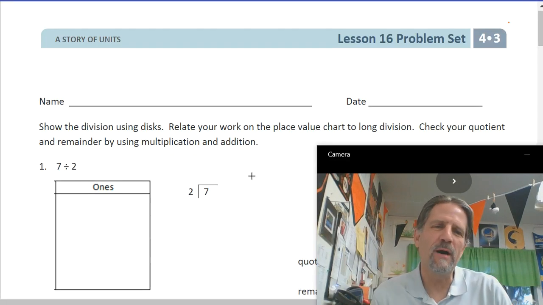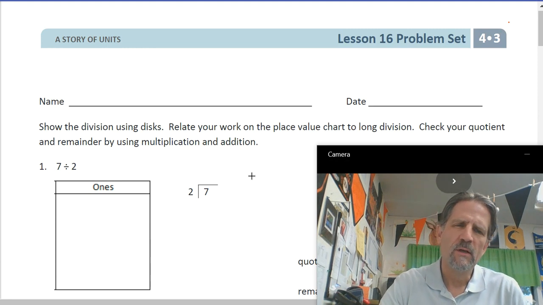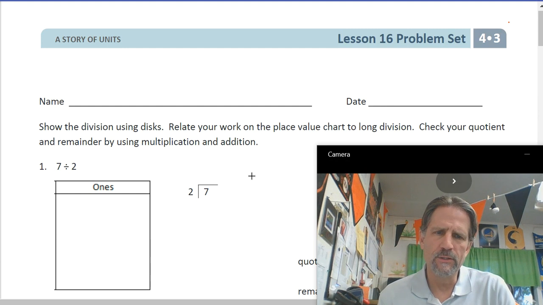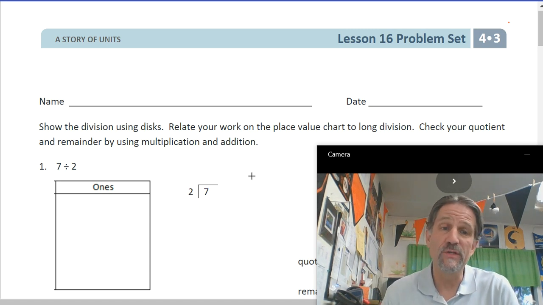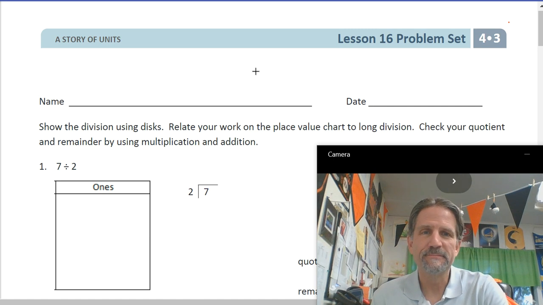Alrighty, welcome to Module 3, Lesson 16, the problem set. In this problem set, we're finally starting to introduce long division. So we're going to understand and solve two-digit dividend division problems with a remainder in the ones place by using place value disks. But also, we're just starting with introducing long division as well as place value disks. So let's get started.